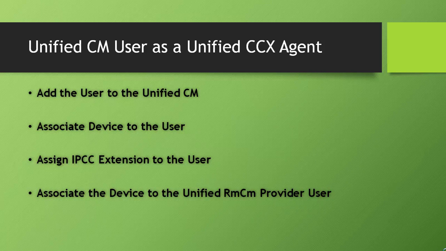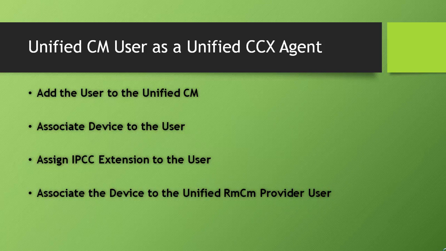And once you create the users, make sure to associate the agent phone to the end user. In the controlled devices section, you have to associate a device to the end user, so that in the next step, the third step, we should be able to specify the IPCC extension to the user. What is the purpose of specifying the IPCC extension? If we don't assign an IPCC extension to the end user, you cannot configure that end user as an agent or resource in a unified CCX.